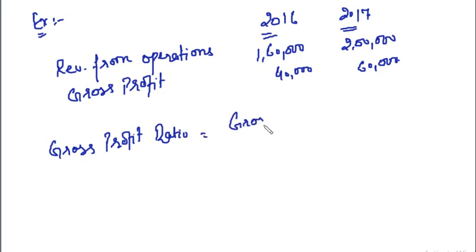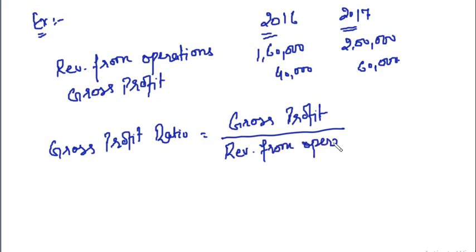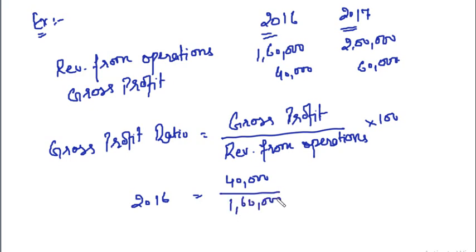This is gross profit divided by revenue from operations multiplied by 100. Now if we talk about 2016, what is your gross profit? Gross profit is 40,000. And what is your revenue from operations? 1,60,000. Now this means that out of the total revenue of 1,60,000, 40,000 is your gross profit and the remaining 1,20,000 is your cost.